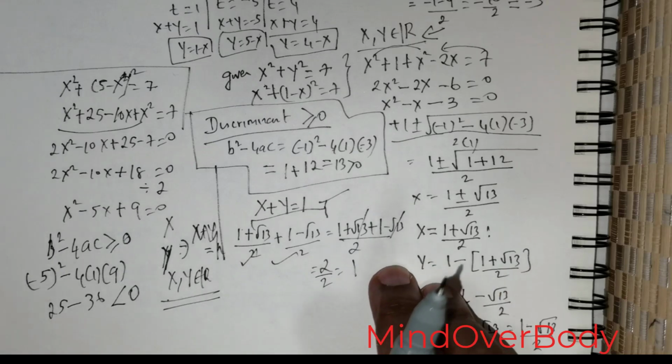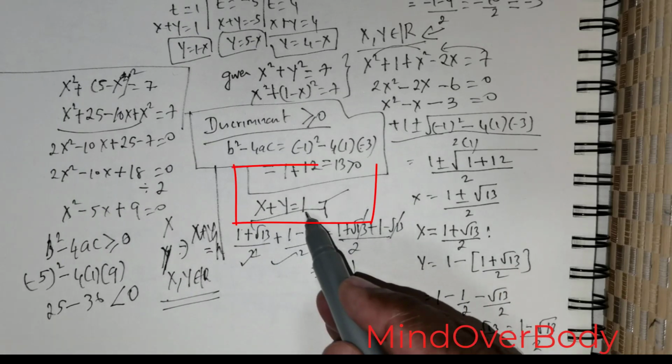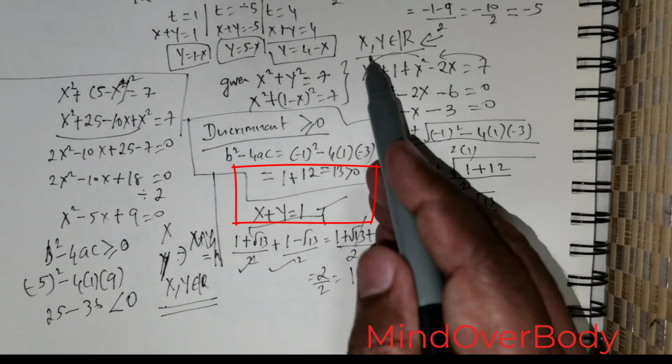So I think this is the right place to stop, and clearly we have found out the value of x and y, and not only that, we have ensured that x and y are elements of real numbers.